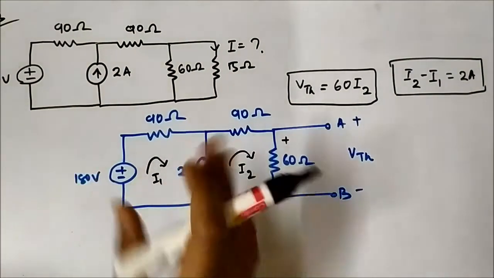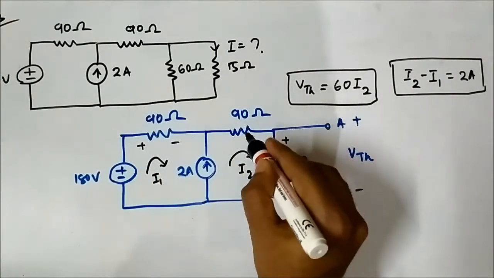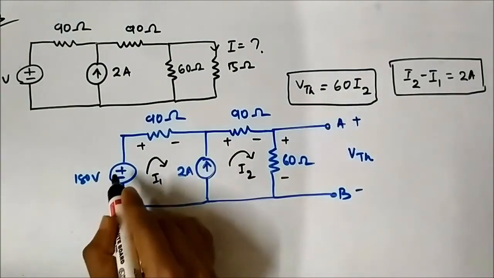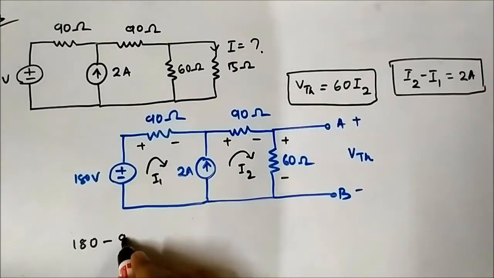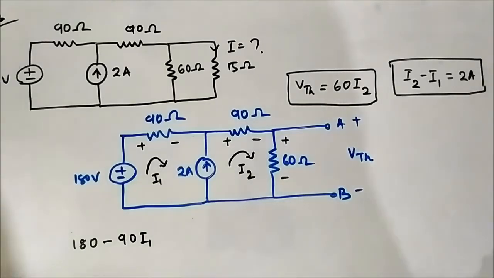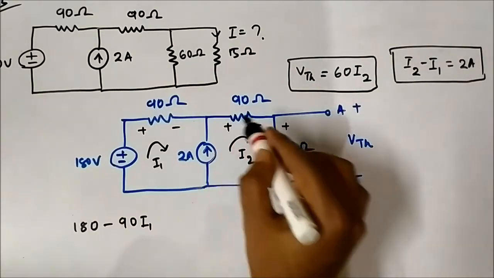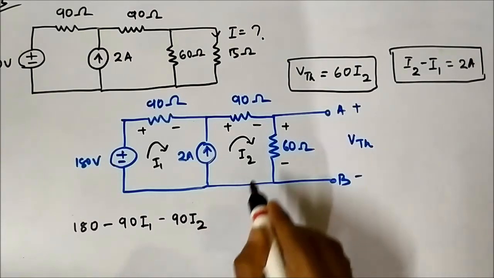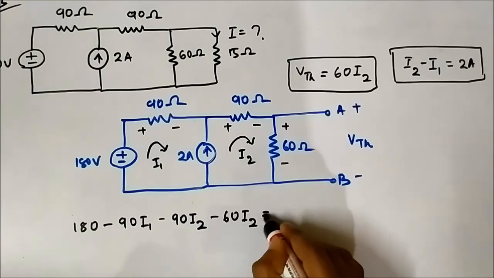So now let us apply KVL in this super mesh. Let us assign the voltage polarities. Starting from here, 180 minus 90 I1, I am using the sign-dominating KVL method. I have posted a video related to application of KVL. You can check that out. Minus 90 I2 minus 60 I2 is equal to 0.